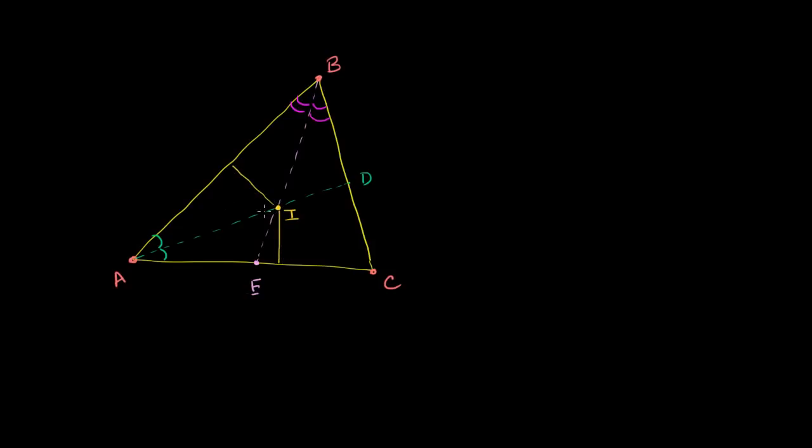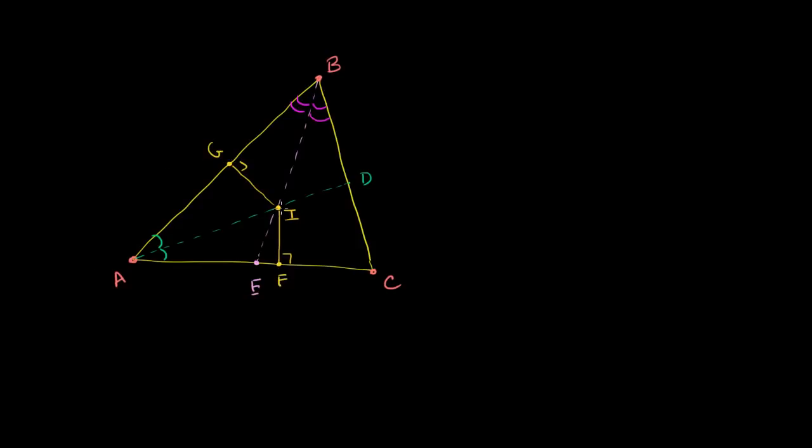So because I sits on AD, we know that these two distances are going to be the same, assuming this is the shortest distance between I and the sides. And we also showed in that previous video that when we talk about the distance between a point and a line, we're talking about the shortest distance, which is the distance you get if you drop a perpendicular. So that's why I drew the perpendiculars right over there. And let's label these: this could be point F, and this could be point G right over here.